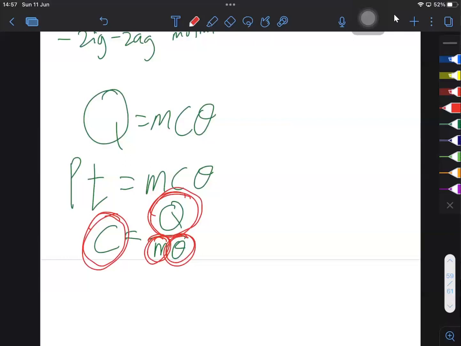Because power times time is equal to energy. Yes. Just say the power equals energy over time, right? And the energy could be anything, right?